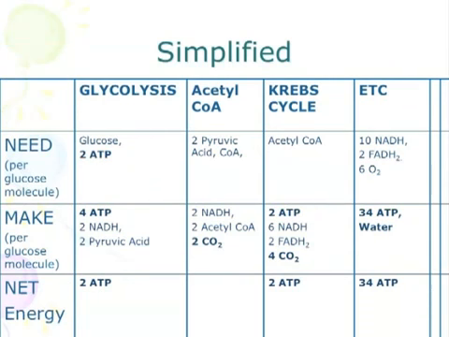And then if you want the simplified version, there you go, with no crazy stuff, just the net energy at the end: 2 ATP from glycolysis, 2 from the Krebs cycle, and 34 from the ETC. So a total of 38, but don't forget those -2 for the NADH to come in.